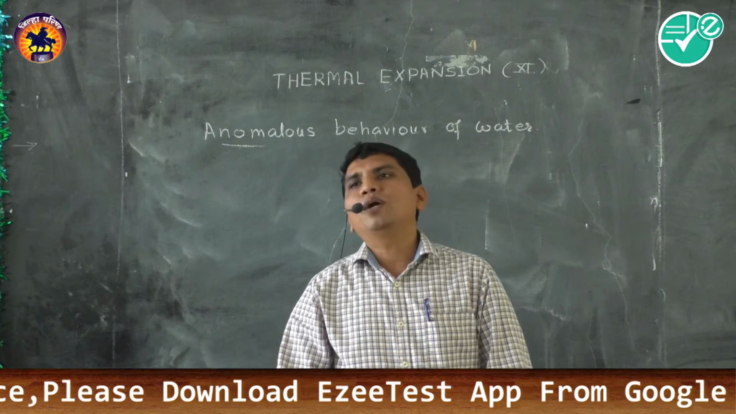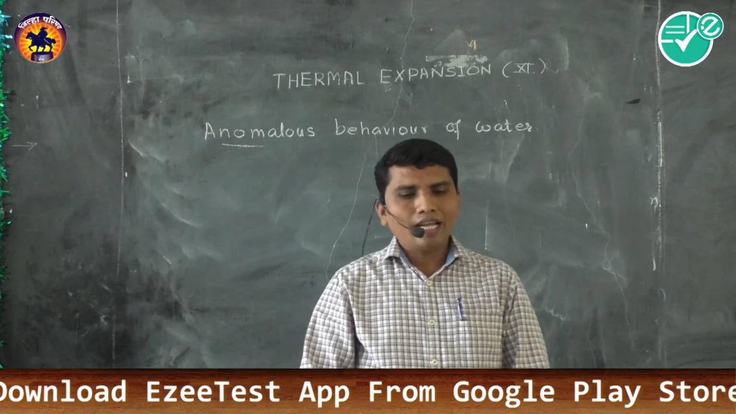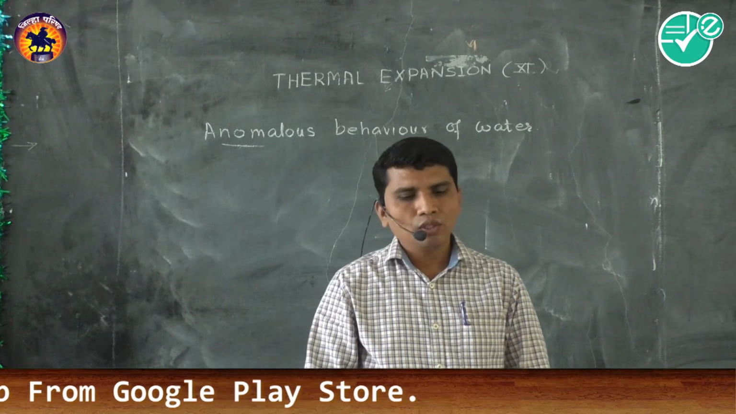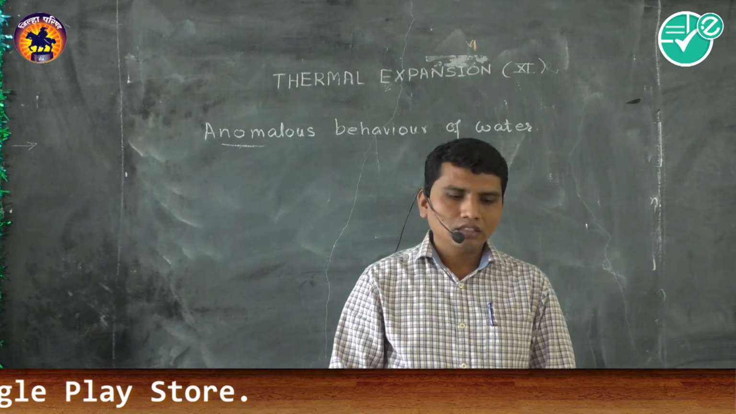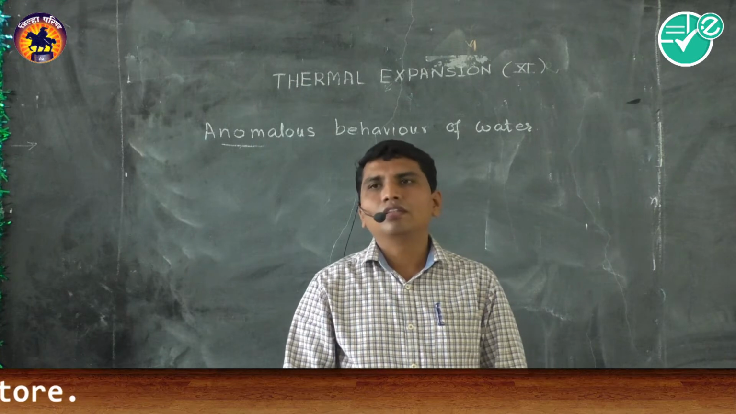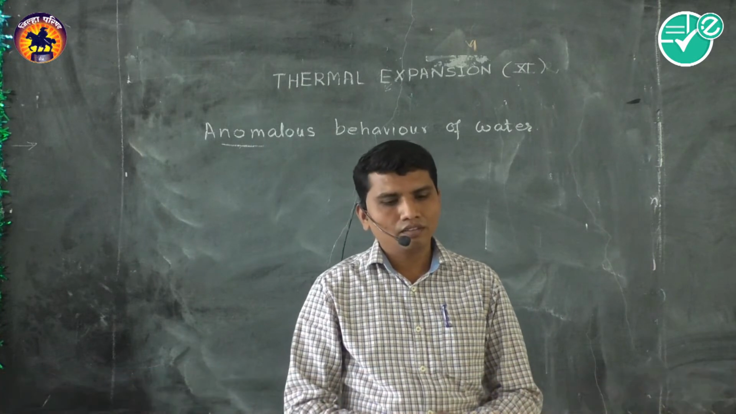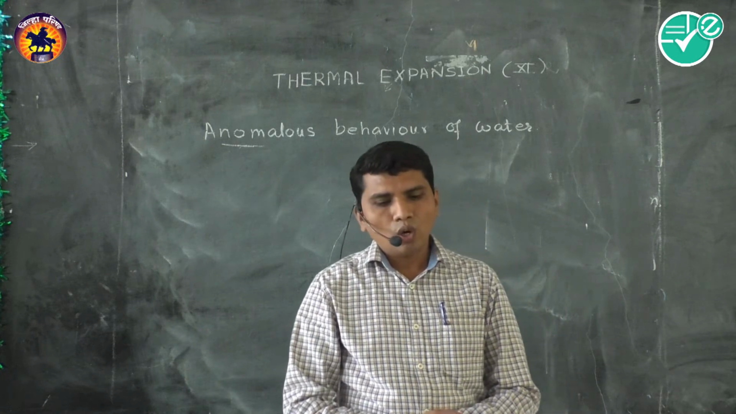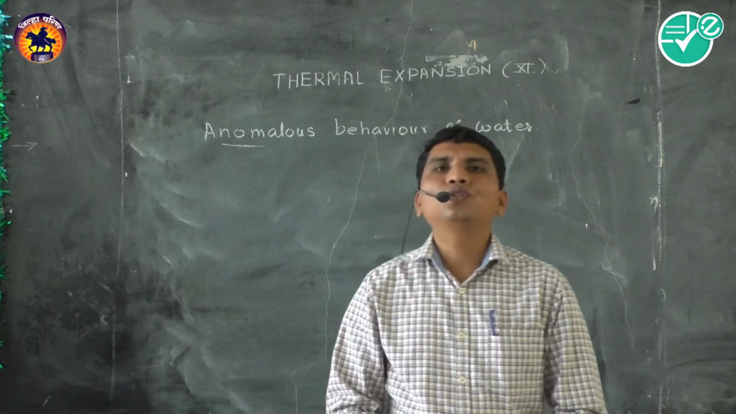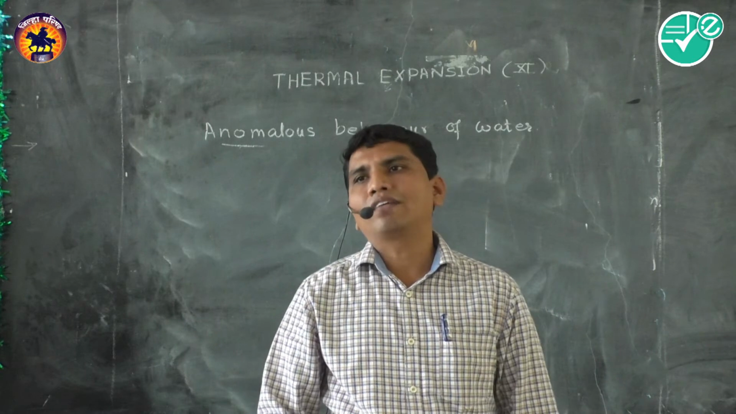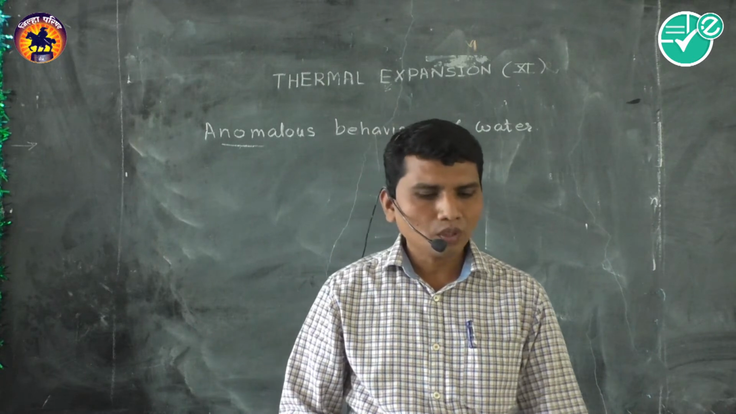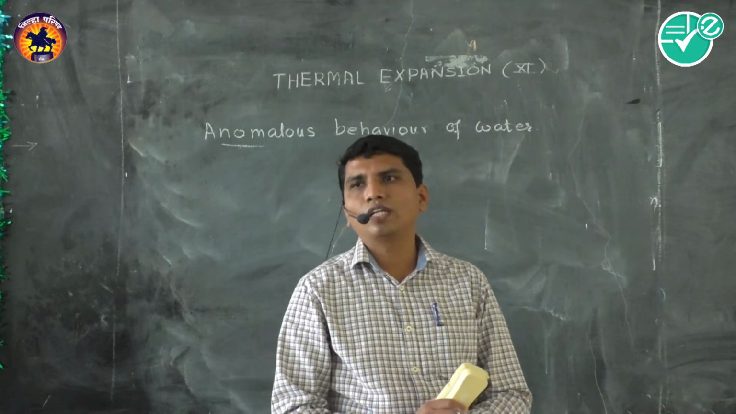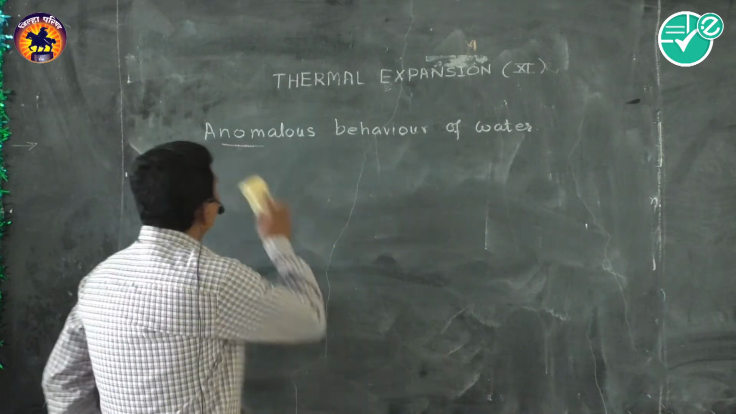Now, the one thing you have to remember here is that water has maximum density at 4 degrees Celsius. This property is very important for the environmental effect. You have to remember that the anomalous behavior of water is useful for aquatic life. So this is all about the anomalous behavior of water.